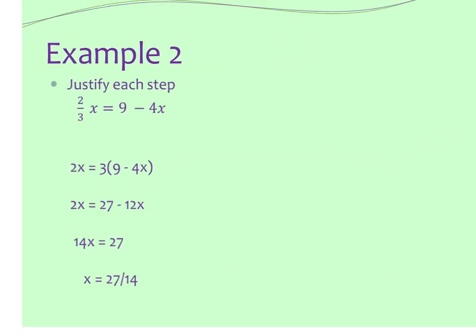So we are going to solve these problems and justify each step, okay? So each step, this is the first step, so we're gonna write this first one as what's given. The next step is they multiplied both sides by 3. So that would be the multiplication property of equality. The next step was they distributed this 3 to both terms on the inside. That would be the distributive property.